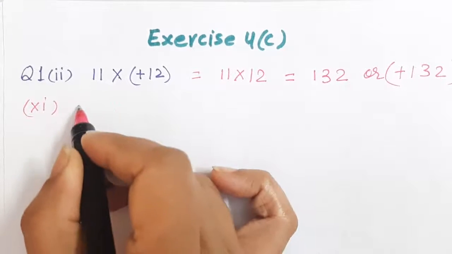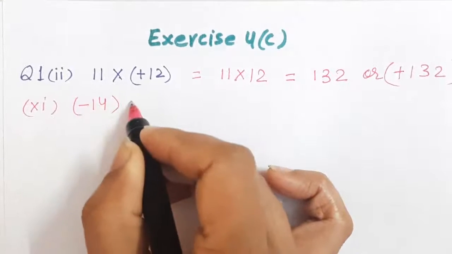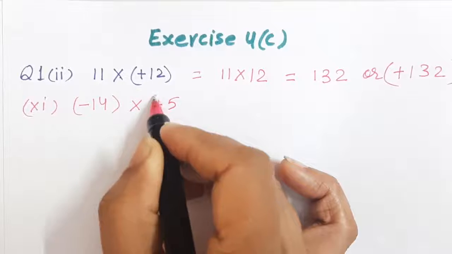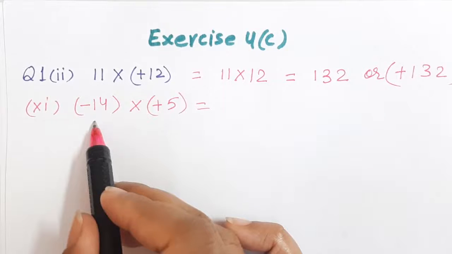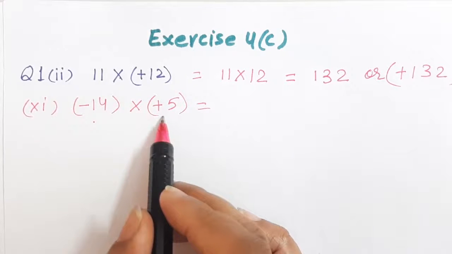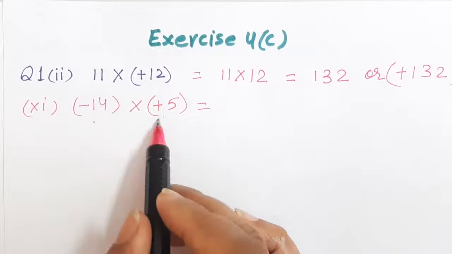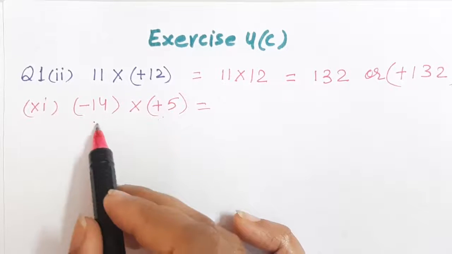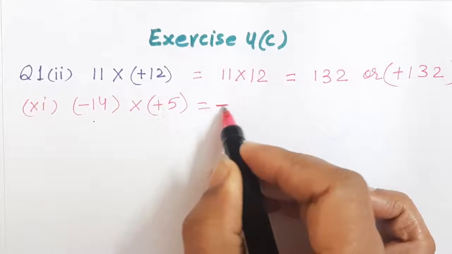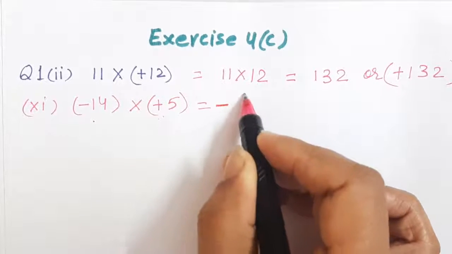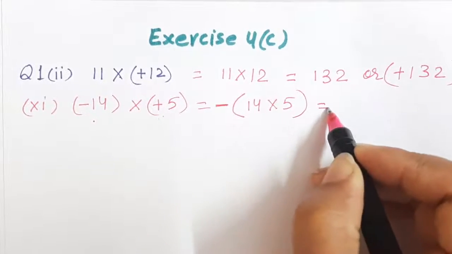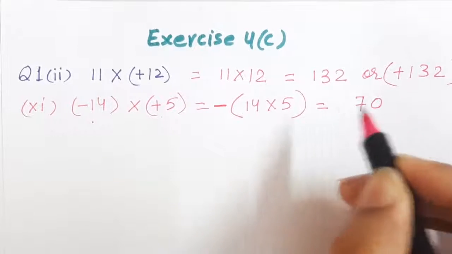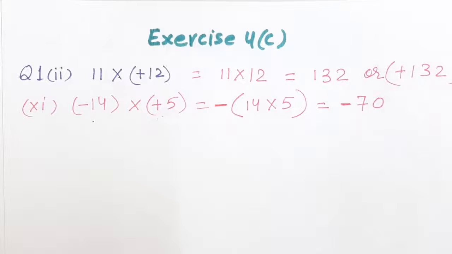Now have a look at the 11th part. In the 11th part, it is minus 14 multiplied by plus 5, that is positive 5. So children, you can see one number is negative and the other number is positive. Now whenever we have to multiply any two numbers and they are of opposite sign, the answer is always negative. So we can keep the minus sign outside the bracket and inside the bracket we can multiply the two. Now children, 14 5s is 70. So the answer is minus 70.